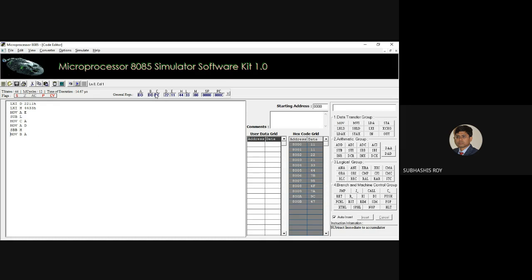So after this operation, what you are getting? You are getting carry flag. So you can understand that this is a negative number. Okay, so this is a negative number, you are getting carry flag.